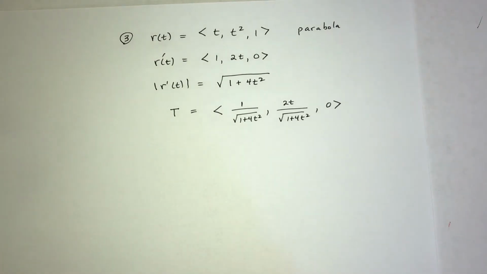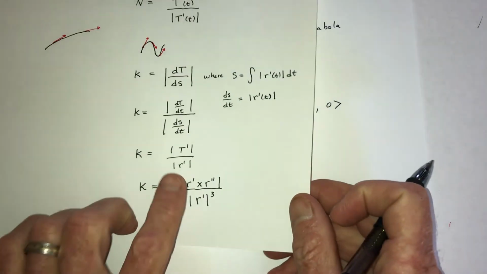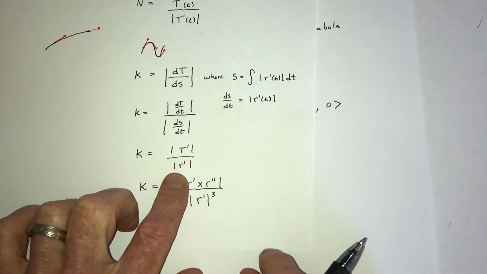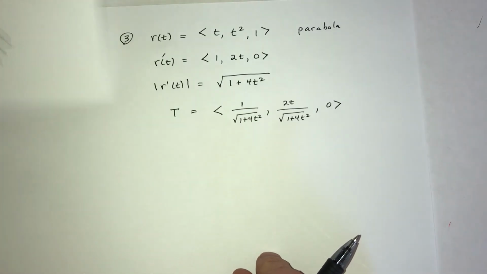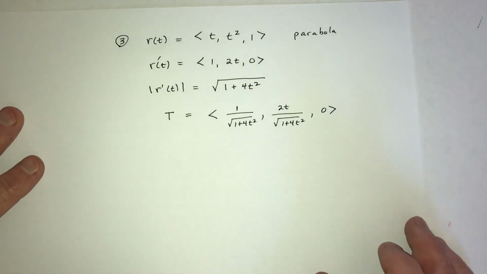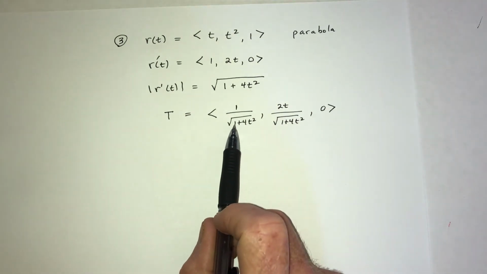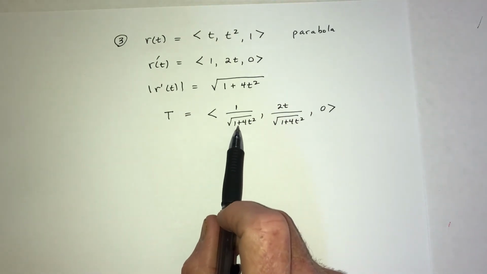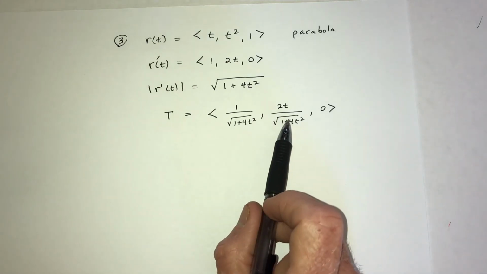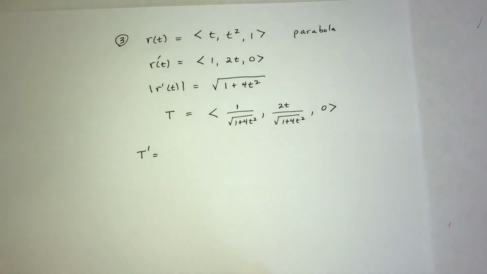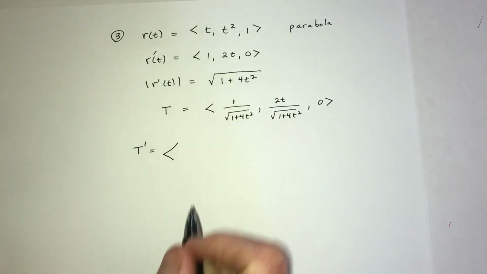Now, working on the curvature, the next thing we need to do is take the derivative of that. Then we will find the length of that derivative, and then we'll divide by the length of the original first derivative. But wait, if I need to take the derivative of this, that means I need to do the quotient rule. And the quotient rule, you know what? Instead of complaining, just do it, Greg. All right, here we go. Ready? All right, quotient rule.